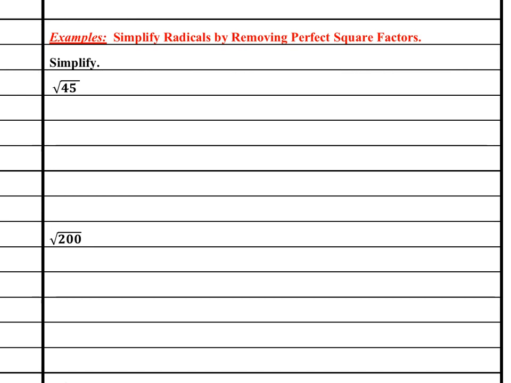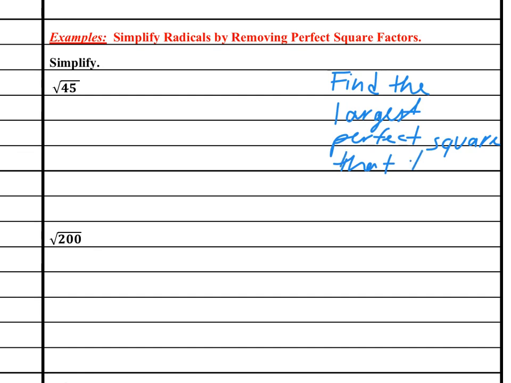Find out what is the highest perfect square it can divide by. If you don't find the largest one, it's not a big deal. You can still keep going. Find the largest perfect square that divides evenly. So if you get decimals or fractions, it doesn't work.